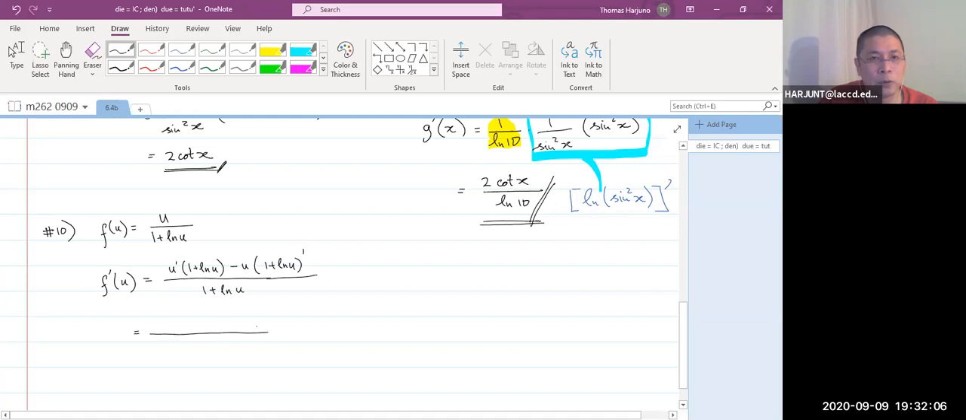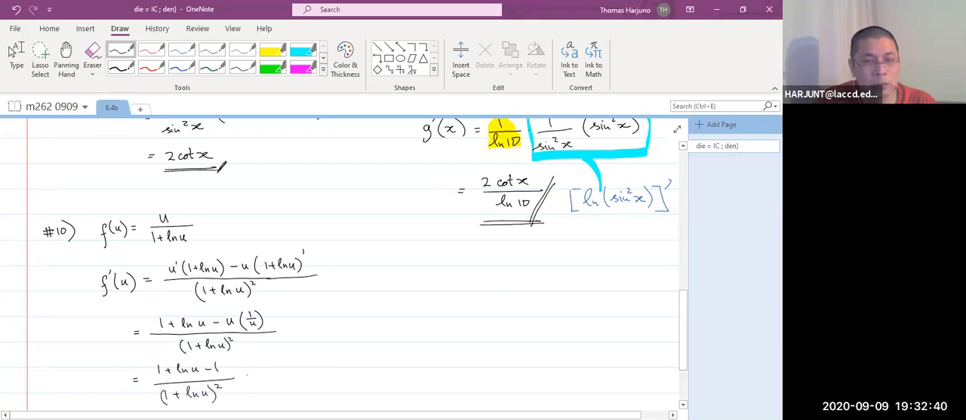So the derivative of u with respect to u is 1. So this is 1 plus ln u. Minus u times the derivative of 1 plus ln u: derivative of 1 is 0, derivative of ln u is 1. Oh, I'm sorry, I have squared here at the bottom. So that will be 1 plus ln u minus 1 over (1 plus ln u) squared, which will be ln u over (1 plus ln u) squared.